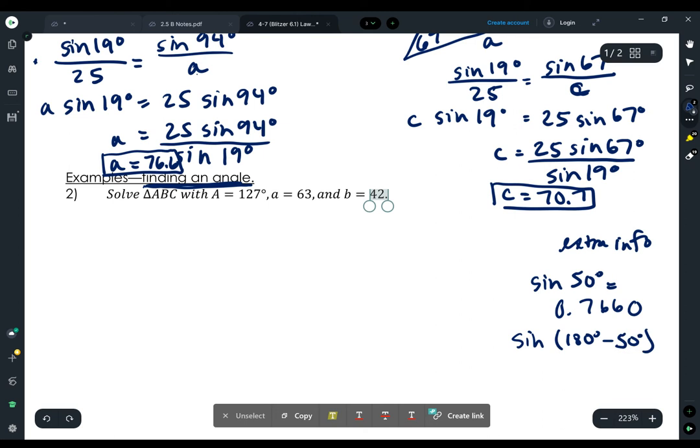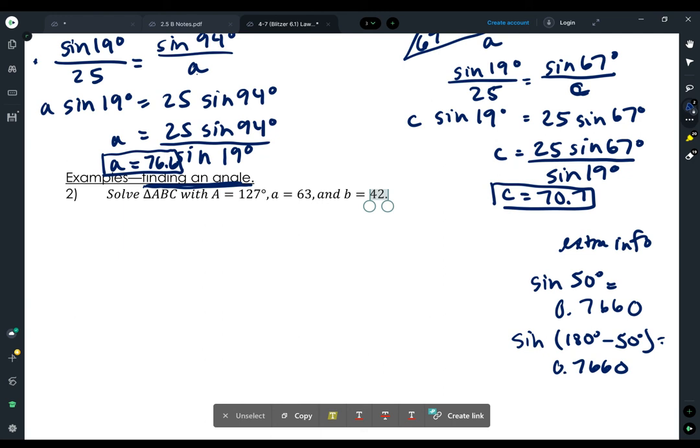Okay, so now let's look at the sine of 180 degrees minus 50 degrees. So 180 minus 50 would be 130. So if I do the sine of 130, let's see what happens. I get the same thing. So we have this ambiguous issue where when I take the sine of two different angles, I can get exactly the same thing. So when I'm solving for an angle, it's really hard to know which one I'm looking at.